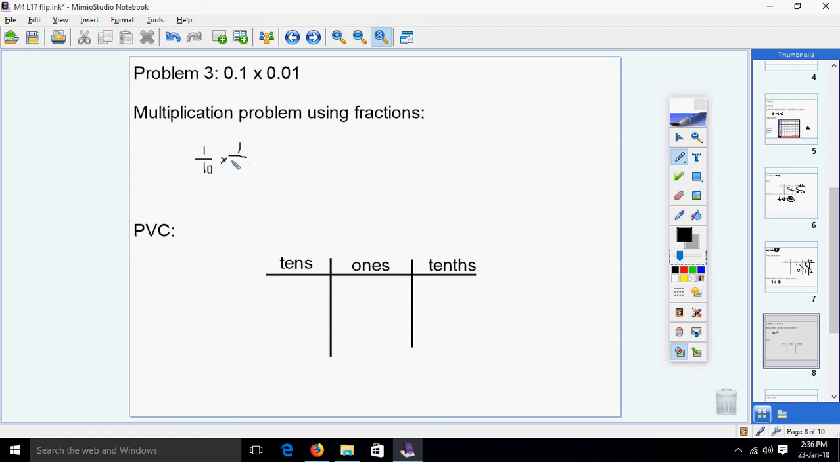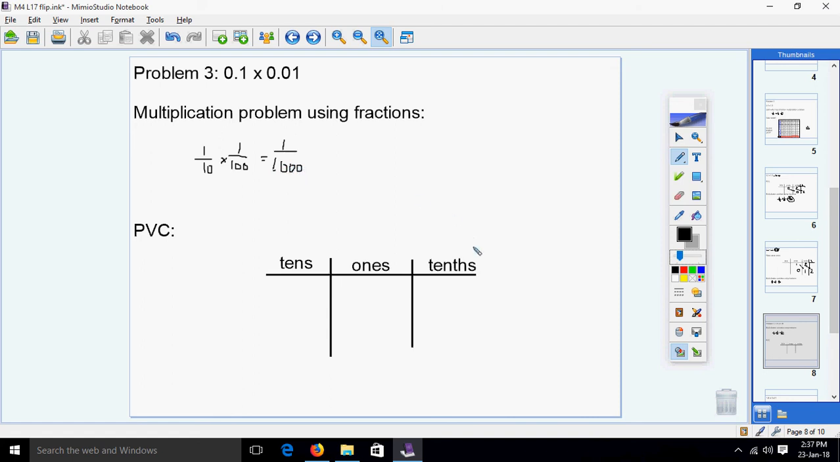Now we're going to multiply our numerators. 1 times 1 is 1. So we have 1 over, and then I'm going to multiply 100 times 10. This is going to give me 1,000. All right, 1,000th with a TH.